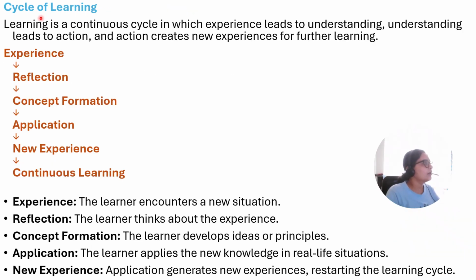Then, cycle of learning. It is a continuous cycle. Here, what is the cycle? First, experience. Then, the person will get a particular experience. From that experience, a learner will reflect. Reflect means what I have learned from the experience, the learner will think and he will form a concept. Then he will apply the knowledge that he has gained. And then he will gain a new experience. And then that becomes a continuous learning.